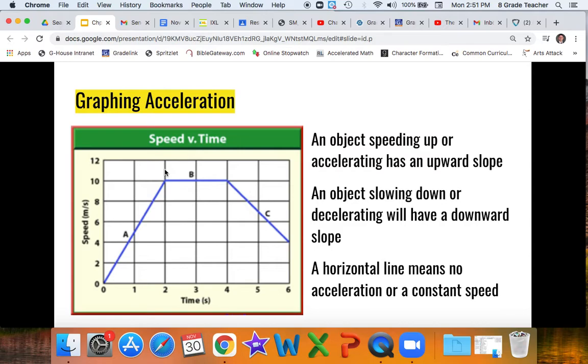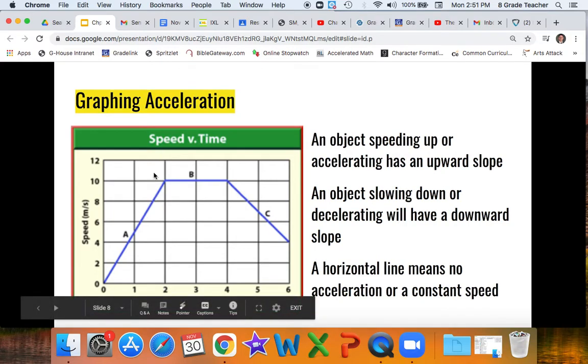The line in section A slopes upward to the right. An object that is speeding up will have a line on a speed time graph that slopes upward. So it's speeding up if it is going in this upward direction.